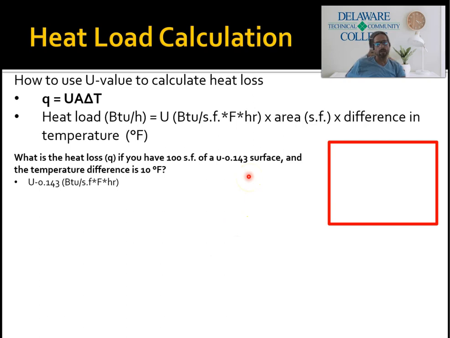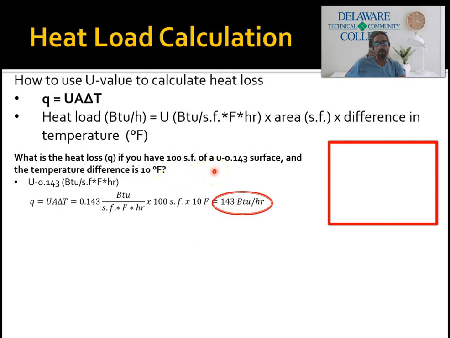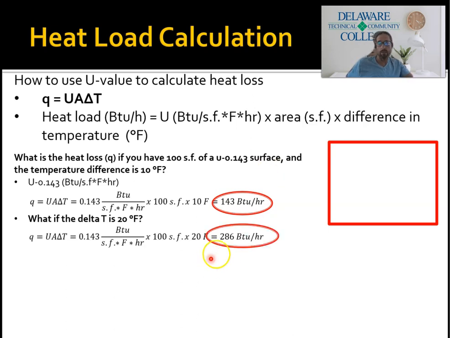So if I want to calculate the heat loss, we have 100 square feet of surface. That's a U value of 0.143. The temperature difference is 10 degrees Fahrenheit. Just plug and play. UA delta T. U times A times delta T, we get 143 BTUs per hour. What if we have the same surface, but it's a 20 degree delta? Again, UA delta T, 286 BTUs per hour.